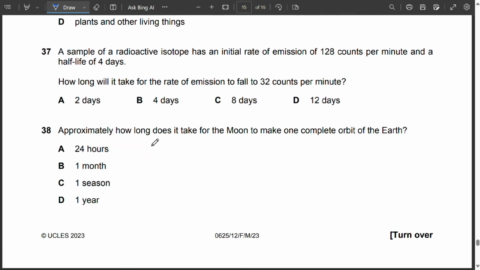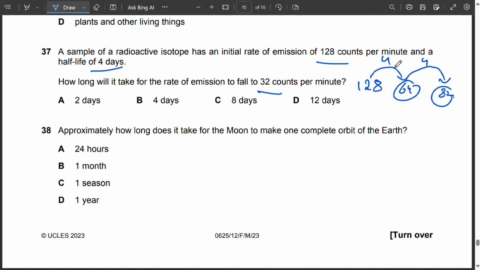Okay, 37. A sample of a radioactive isotope has an initial rate of emission of 128 counts per minute and a half-life of 4 days. How long will it take for the rate of emission to fall to 32 counts per minute? Okay, see, it has a half-life of 4 days. So it will take 4 days to reach half of its value, that is 64. Then again it will take another 4 days to reach half of its value, which is 32, the required number. So in total it will take 4 plus 4, 8 days to reach this point.